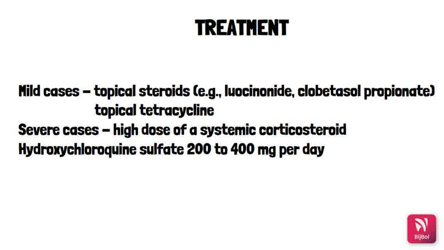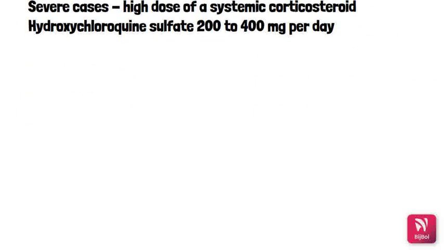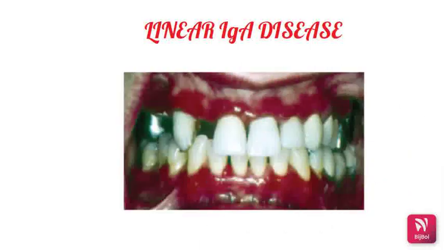In cases of severe conditions, high doses of systemic corticosteroids are needed in order to achieve remission of the condition. The next condition is linear immunoglobulin A disease, which is also called linear immunoglobulin A dermatosis.